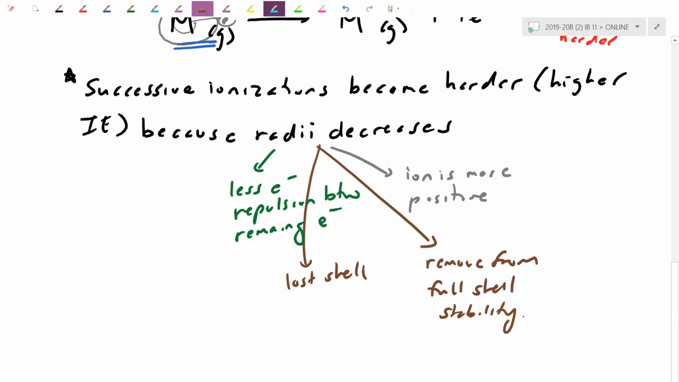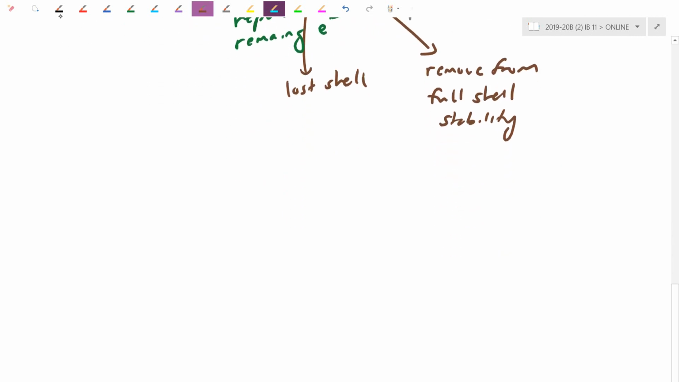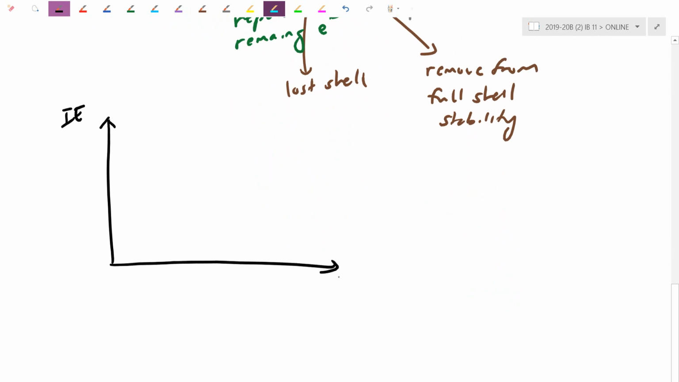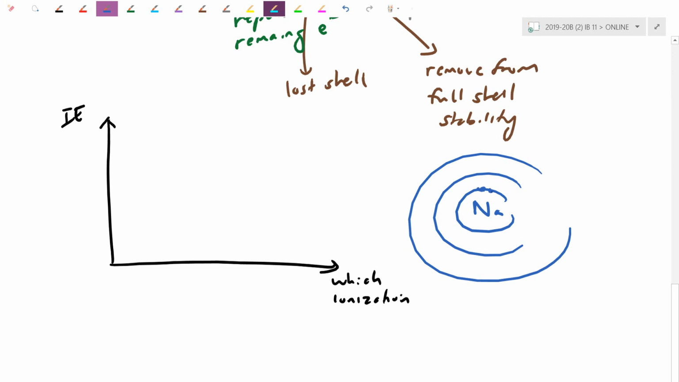So this one here becomes nice evidence that we have different subshells. I'm going to plot out for you ionization energy against which ionization I'm doing. So first ionization, second ionization, and whatnot. Let's take a look at an element, say sodium. Just start off with your regular Bohr model picture, so you do the 2, 8, 1. We still do this exactly the same, even though now we know the electron configuration model.